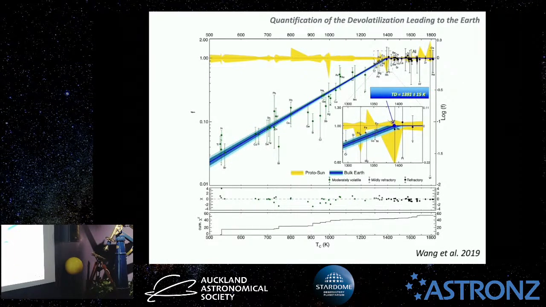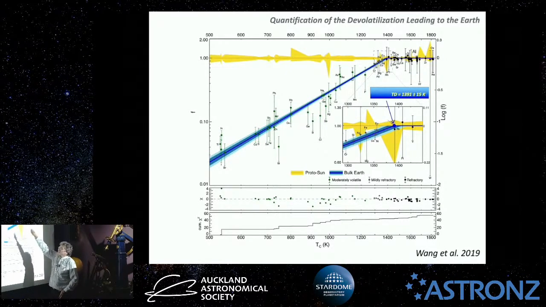That's the condensation temperature. If you are really refractory, you're over here: aluminum and calcium and zirconium and osmium and rhenium. And if you're really volatile, then you're over here: tellurium, indium, bromine, and the noble gases are way over here. And what is this showing? This is showing the abundances of the sun in the yellow, and here the abundances of the earth are the same. Jeez, they're the same for this horizontal line. But then as you get to these other more volatile elements, they get depleted, depleted, depleted, depleted.